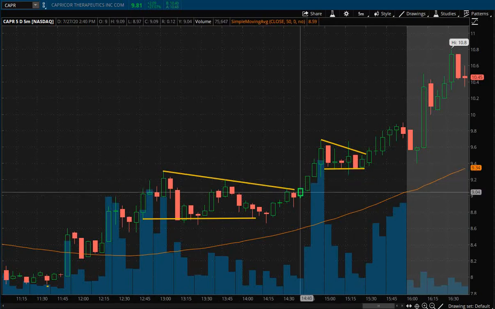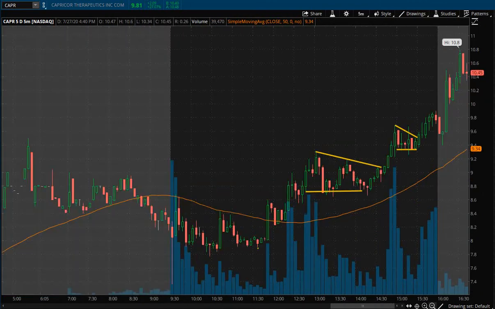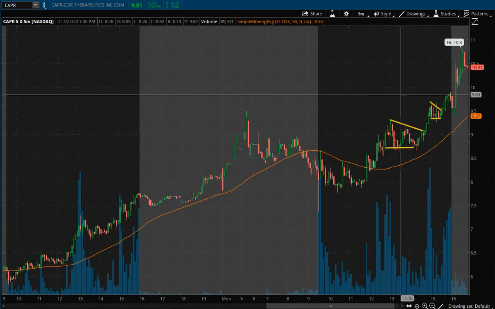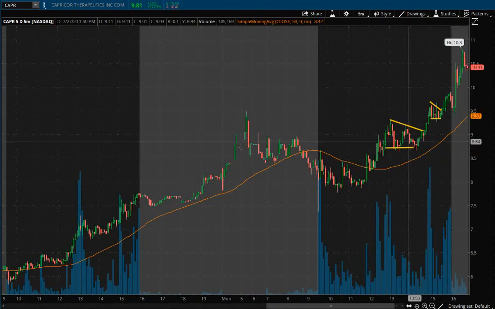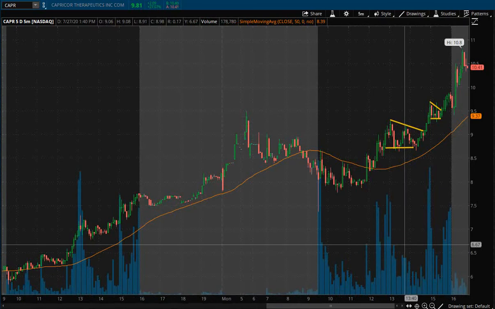So just to show you how patterns form. Sometimes they're not that obvious. When you zoom out, now that they're highlighted, you can kind of pick them up, but you've got to have the eye for it. You really have to watch the volume and capitalize on those.